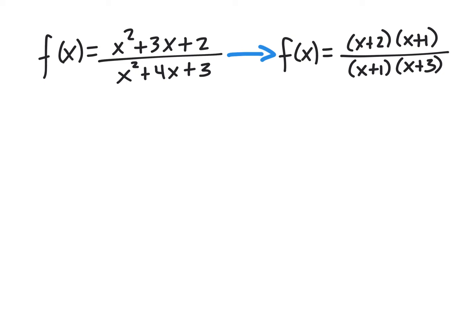The reason I want to do that is because I can notice that there are some like factors in both. The top and the bottom both have an x plus 1. So I can actually cancel that and simplify the function to simpler terms. I can simplify it to f of x equals x plus 2 over x plus 3.